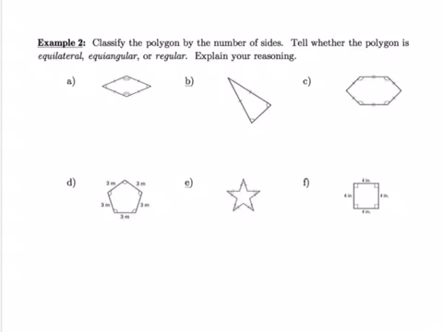Classify the polygon by the number of sides and tell whether the polygon is equilateral, equiangular, or regular. So the first one, it is a quadrilateral because it has 4 sides. And since all the angles are not the same, that means it's not equiangular. Here, since all the sides are the same, 1, 2, 3, 4, all 4 sides are the same. That means it's equilateral.